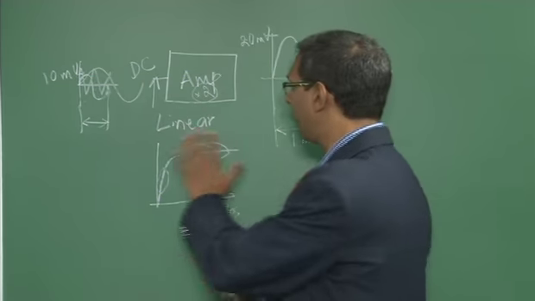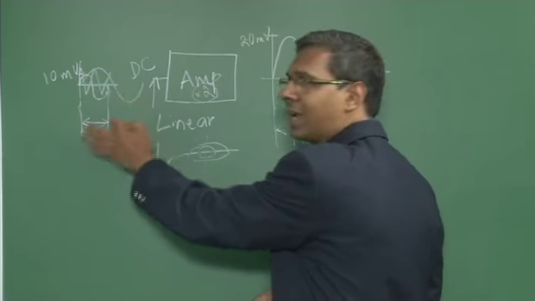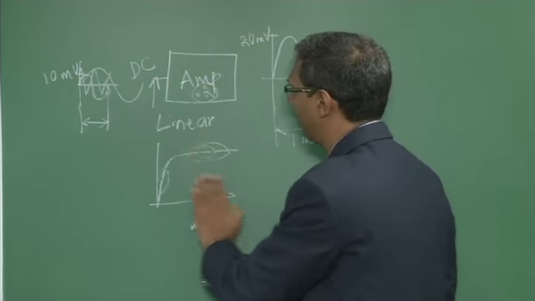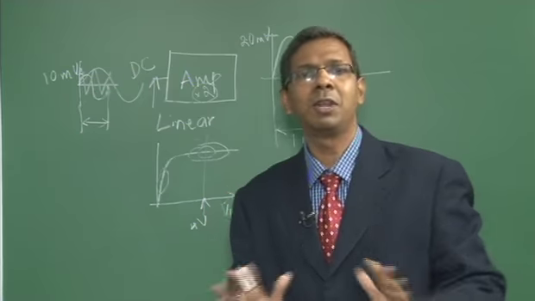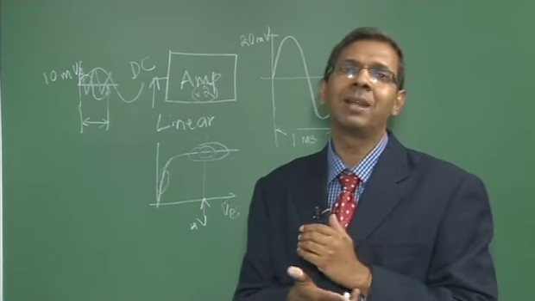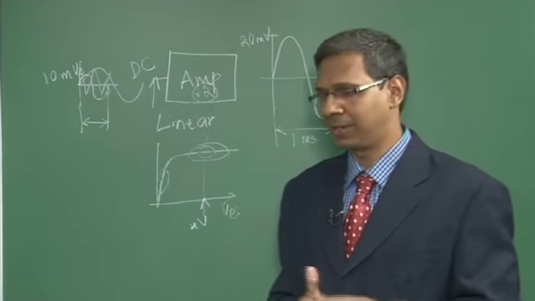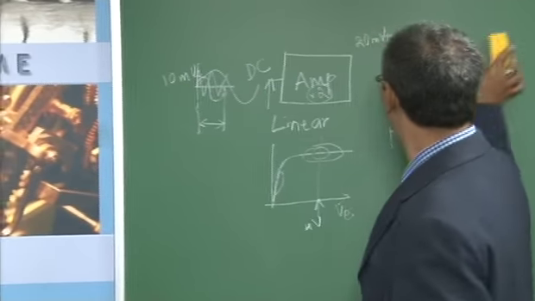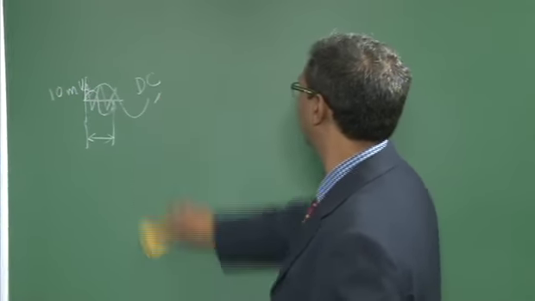So how to ensure that for the entire variations of this input signal, your amplifier continues to remain in the appropriate region is called biasing. Okay, so let us go back and see the different types of bias that we have.